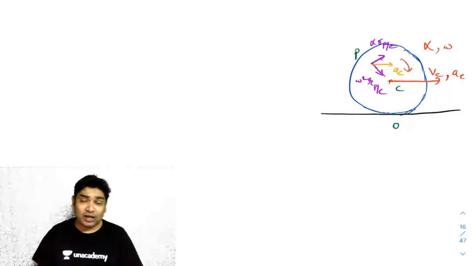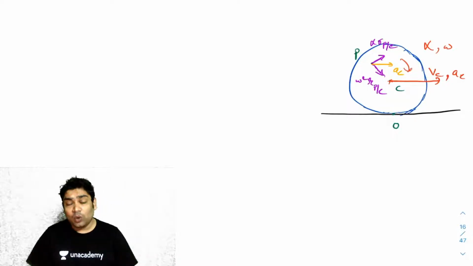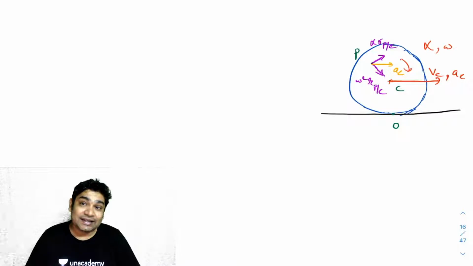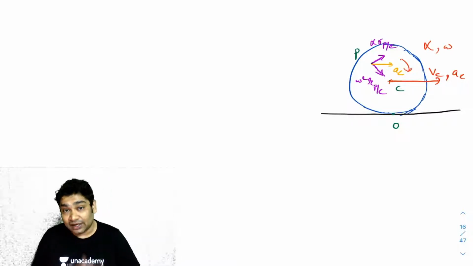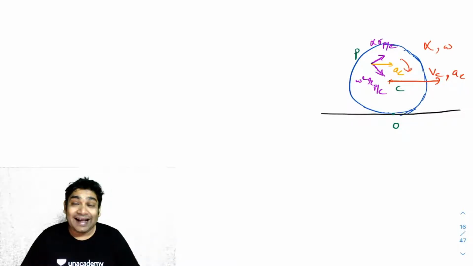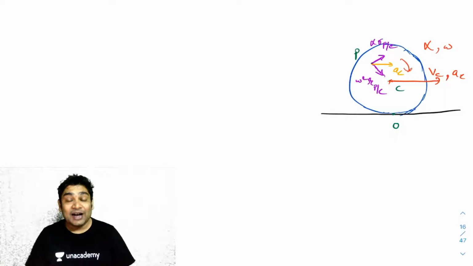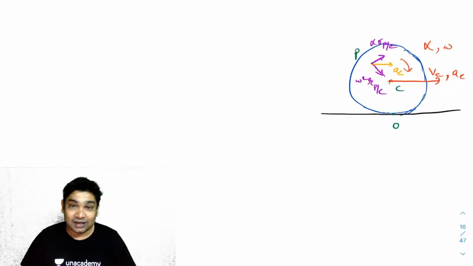So in the reference frame of the CM, it has one acceleration which is the centripetal acceleration directed towards the CM. It has another acceleration which is the tangential acceleration directed perpendicular to this line. And so this is the net acceleration in the reference frame of the CM. To this, you add the acceleration of CM, and you get the ground frame acceleration, right?